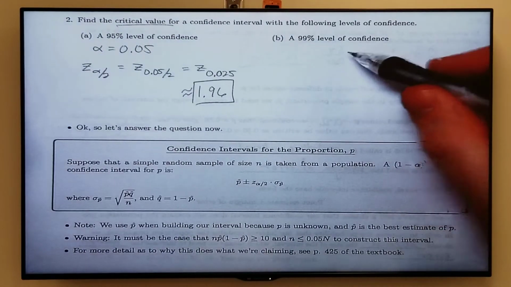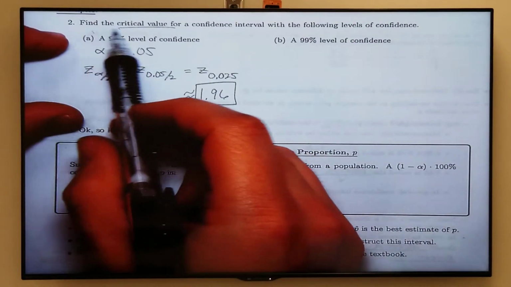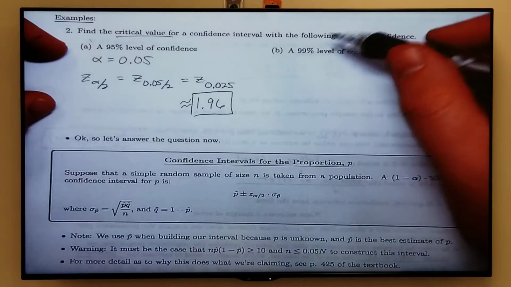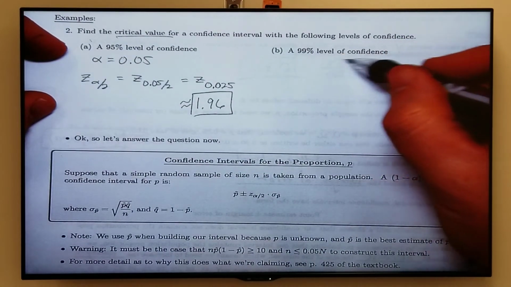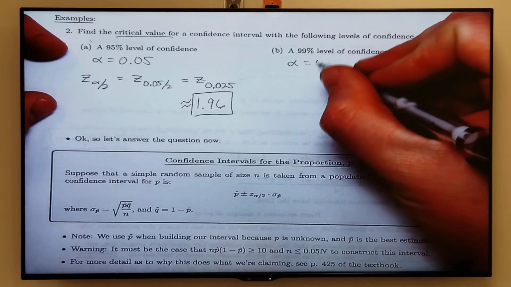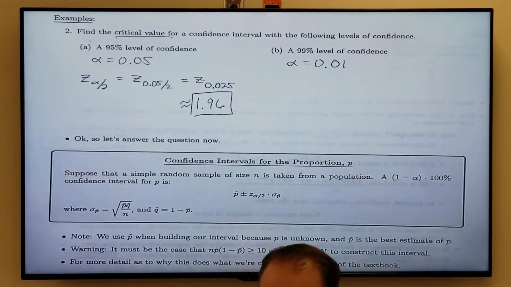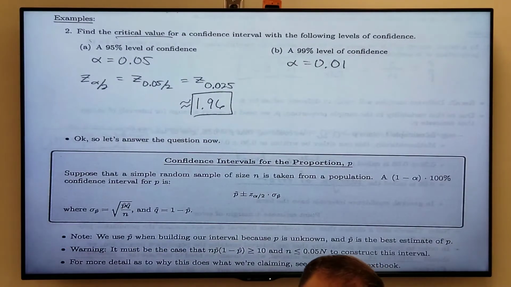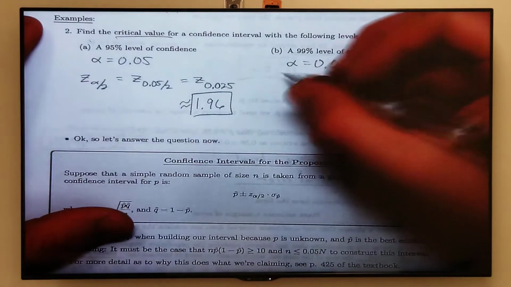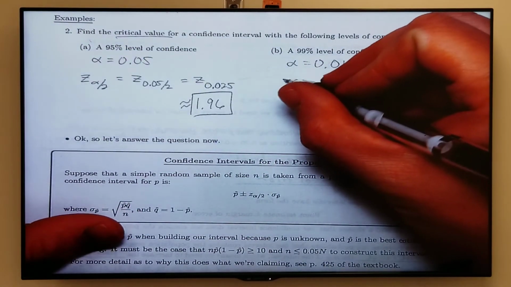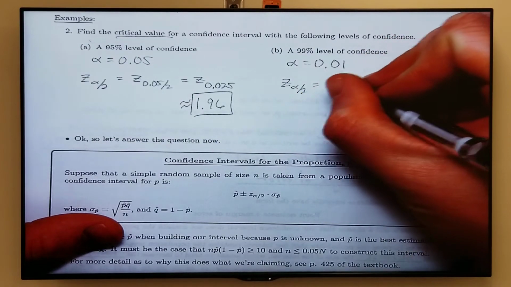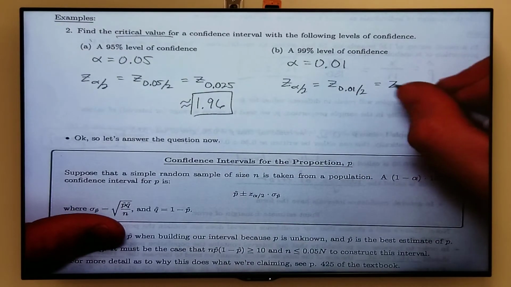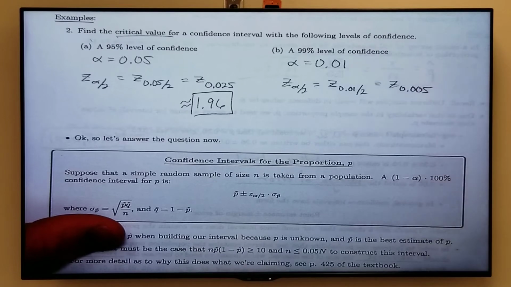Okay, so part B says we want to find the critical value for a confidence interval with a 99% level of confidence. Well, if our level of confidence is 99%, then alpha should be 0.01. 100% minus 99% is 1%. 1% as a decimal is 0.01. Our critical value is going to be z sub alpha over 2. That would be z sub 0.01 divided by 2. That's z sub 0.005.